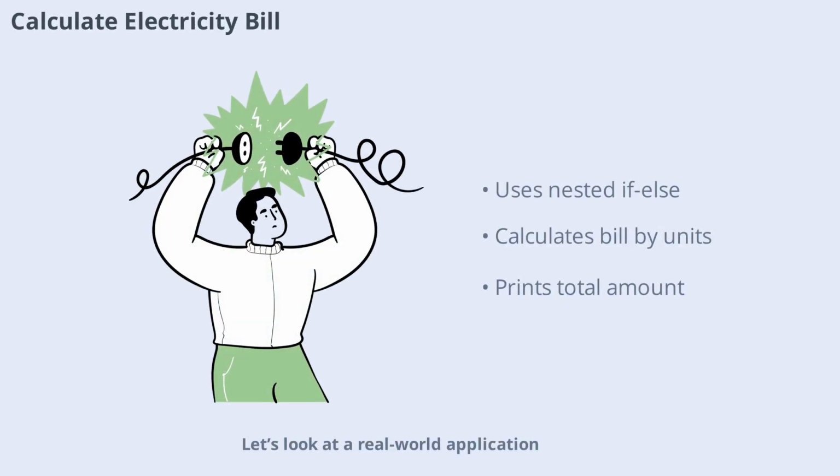Let's look at a real-world application, calculating an electricity bill based on units consumed. The program uses nested if-else statements to determine the rate per unit depending on the number of units. It then multiplies the units by the appropriate rate and prints the total bill. This example demonstrates how conditional logic can be used to solve practical problems.